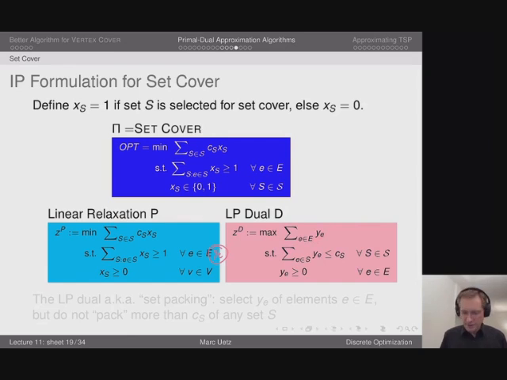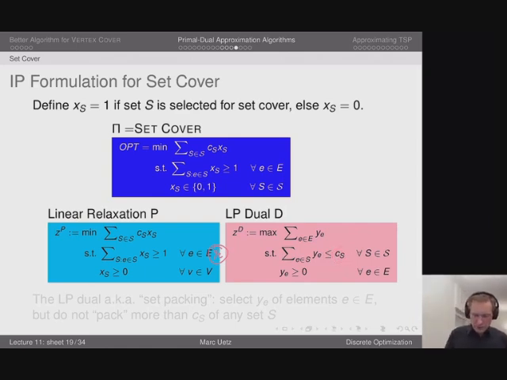all these ye's. So in the dual, I select elements E, fractionally possibly, and the constraint that I have is a constraint for each of the subsets. It says that if I look at a particular subset S, the elements, or how much I take from the elements E in total taken over the whole set S, cannot be more than cS, that was the cost of that set S.